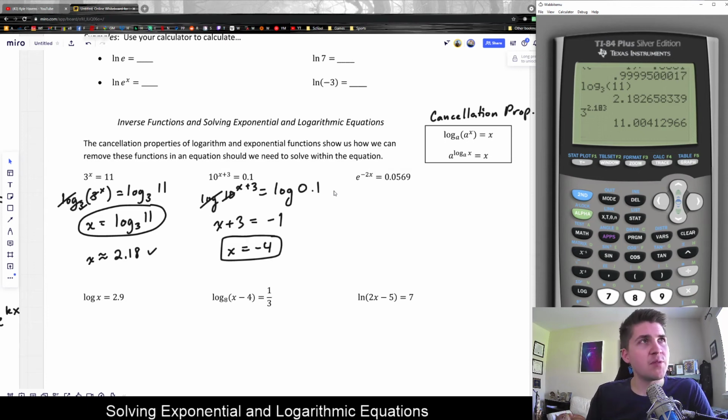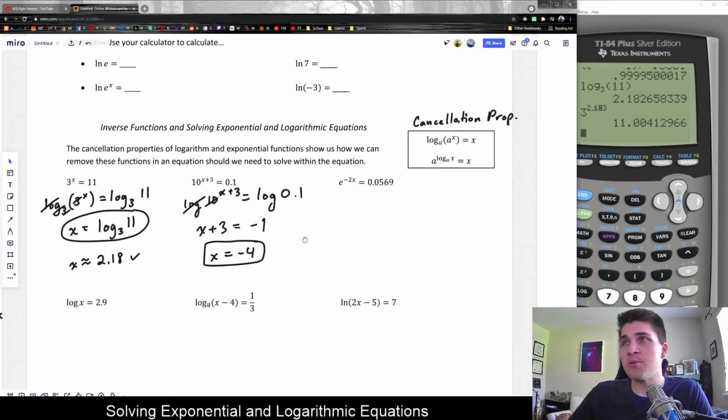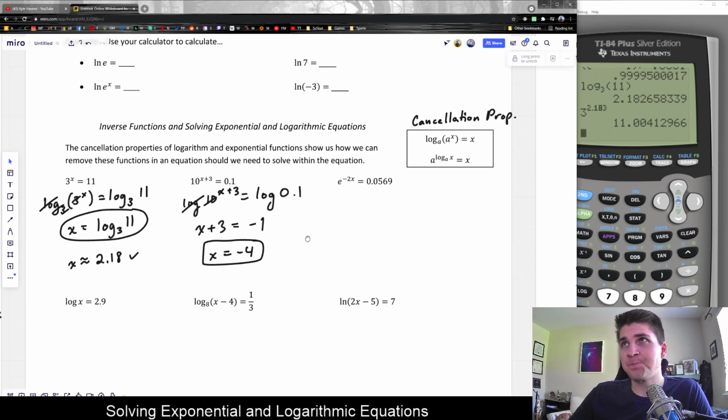Sometimes you could solve these sorts of equations without a calculator. But most people aren't, you know, I teach logs and exponentials all the time, so I'm very familiar with how they work. And again, that's why I'm going to give you some practice problems to work on these.